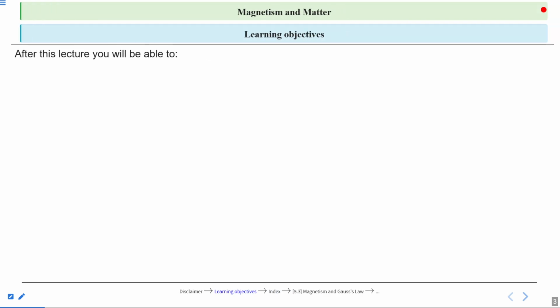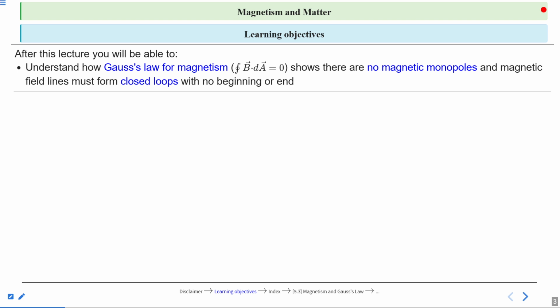So learning objectives. After this lecture you will be able to understand how Gauss law for magnetism, closed integral B dot dA equal to 0, shows that there are no magnetic monopoles and magnetic field lines must form closed loops with no beginning or end.